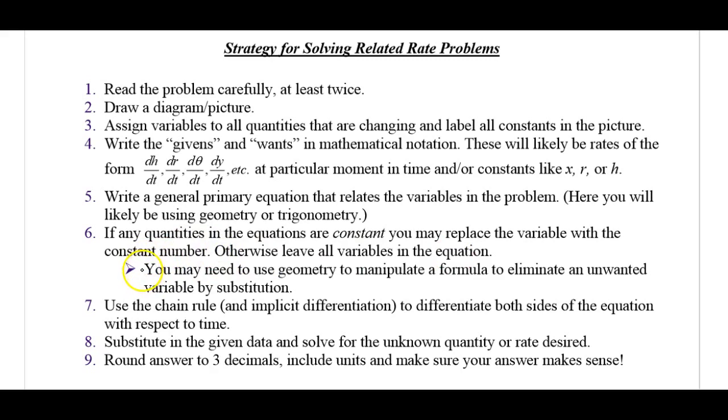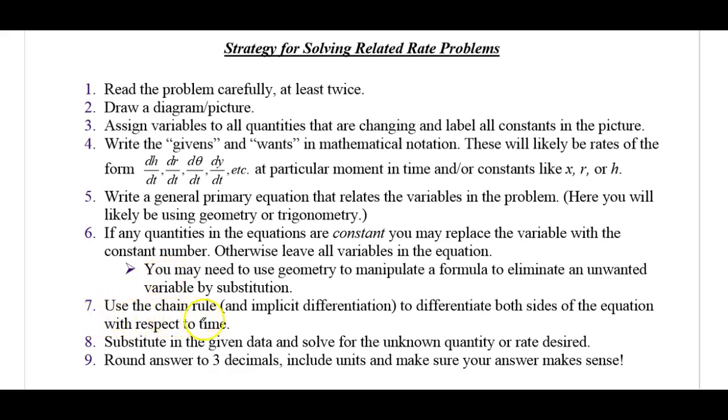And then this is sort of a little 6a or a side note. You may need to use geometry to manipulate a formula to eliminate an unwanted variable by substitution. This gets into a trickier type of related rates problem where maybe you have one too many variables and you don't have enough information, so you have to use geometry or other tactics to get rid of that variable that you don't have any information about.